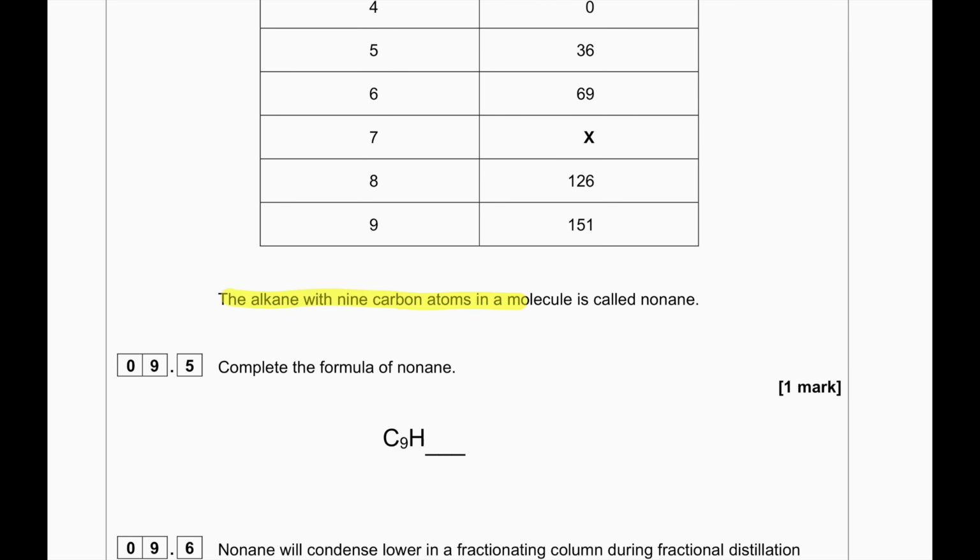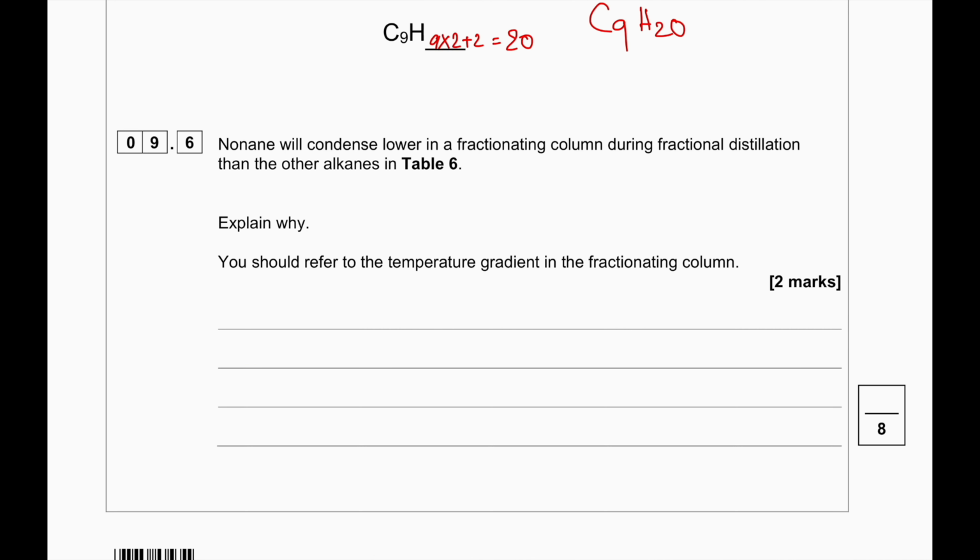The alkane with 9 carbon atoms in a molecule is called nonane. Complete the formula for nonane. Since they are saying alkane, it has a general formula CnH2n plus 2. So 9 times 2 plus 2 will be 20. So C9H20.